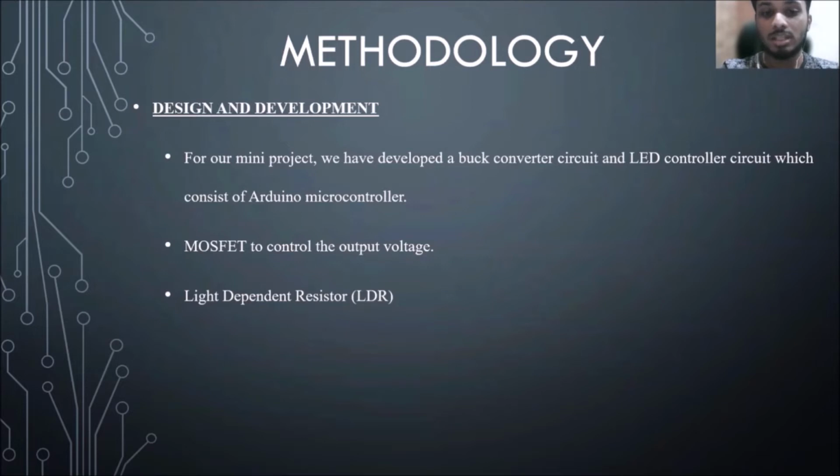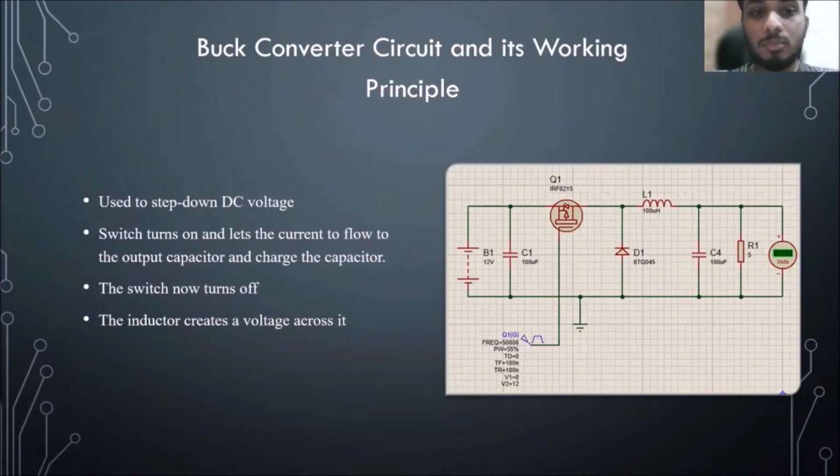For the buck converter circuit, we use PWM for the MOSFET to control the output voltage. The type of MOSFET used was IRF6215. For the LED controller circuit, we use a light dependent resistor (LDR) to sense the amount of light present. All the simulation was done as per procedure and the results were recorded below as waveform and calculation in the discussion part. Now, I'll be talking about the working principle of the buck converter circuit.